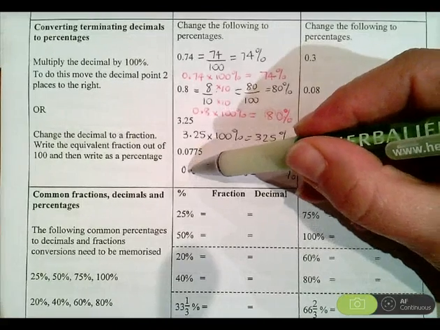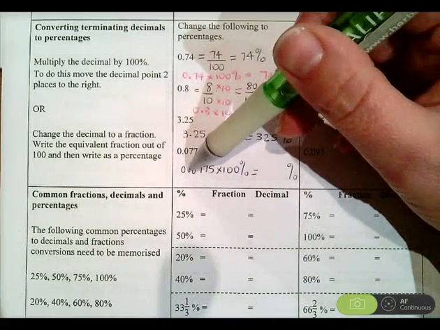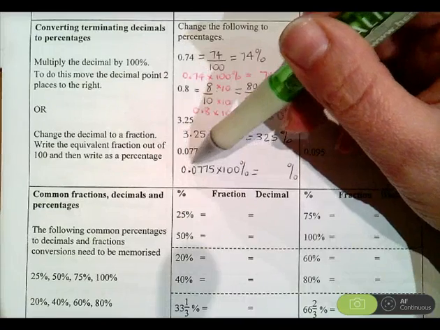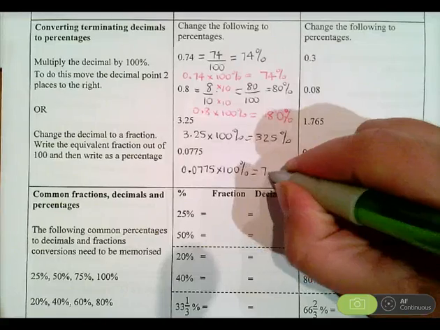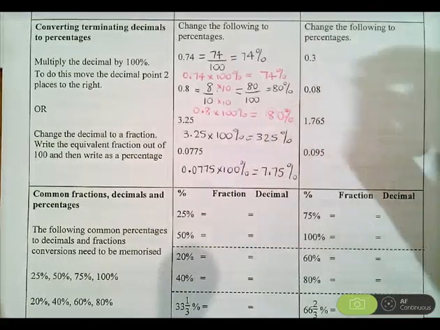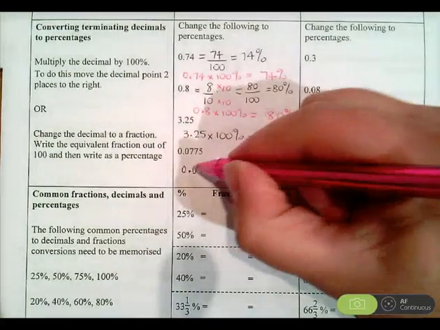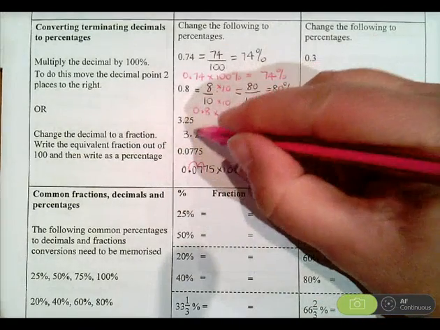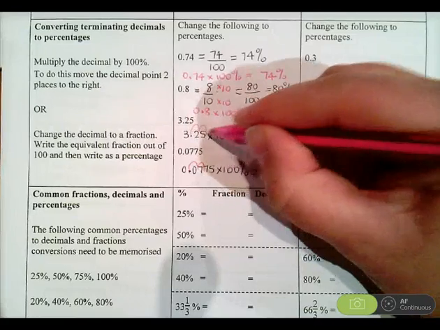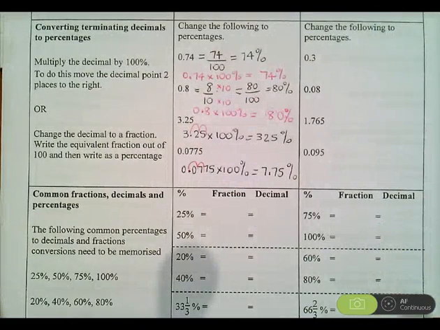So if you're timesing by 100, you move that decimal point 2 places to the right. So we go once, twice. And so our decimal point will end up between the 2 7s. So I end up with 7.75%. And I'll just show it here. I'm moving it once, twice. And up here I moved it once, twice, and I ended up with my decimal point after the 5, which gave me 325%. Okay, now you can pause the video and try this second column here on your own.